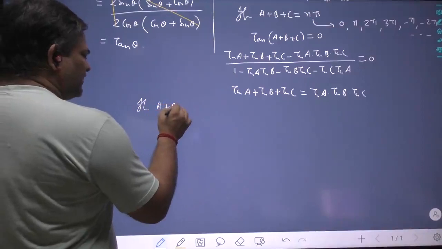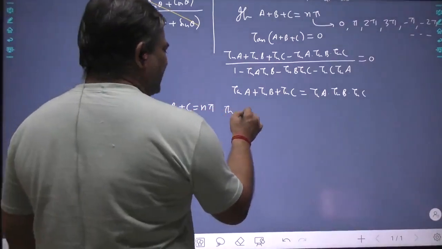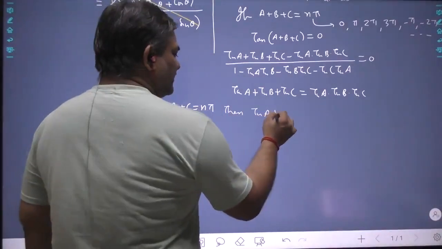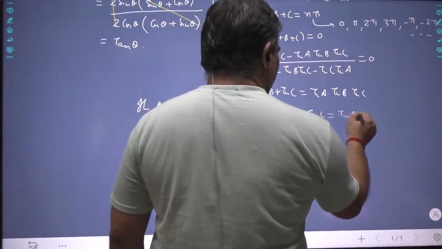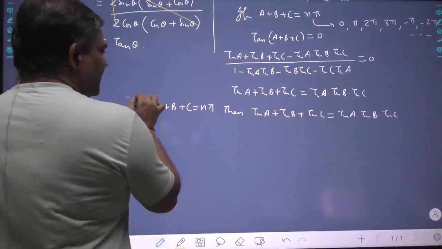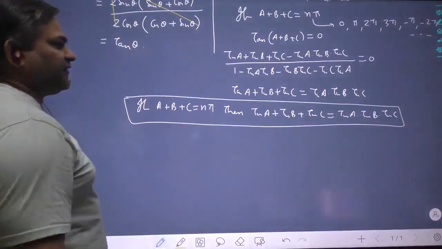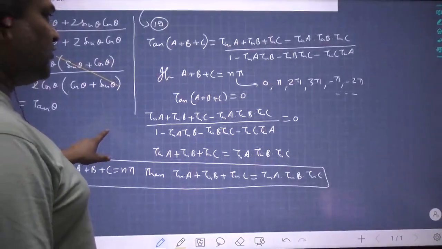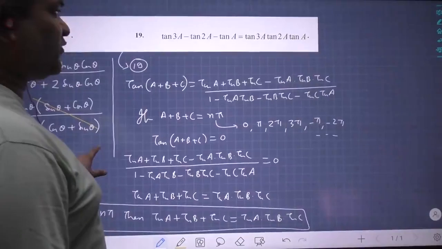So I have an identity. If 3 angles are there, if a plus b plus c is n pi, then I can very easily say that tan a plus tan b plus tan c will be equal to tan a into tan b into tan c. Say yes. Is this thing clear to you all? Say yes.